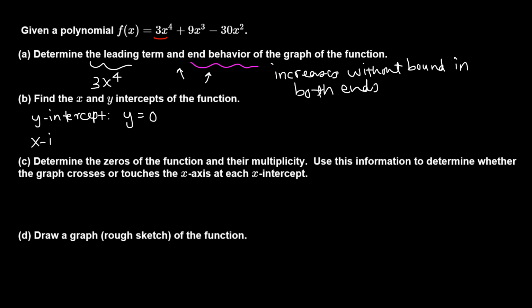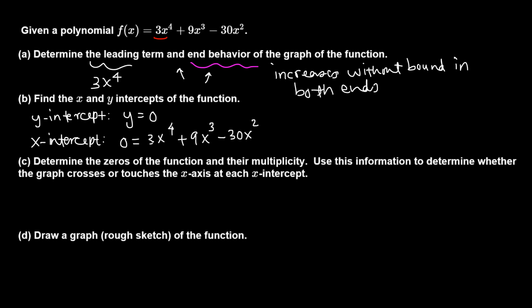Now the x intercept. For the x intercept we take y equals 0, that means the function equals 0. So 0 equals 3x to the 4th plus 9x cubed minus 30x squared. On the right hand side we can factor something. We need to solve for x. So we have x to the 4th, that means there will be 4 zeros counting multiplicities.